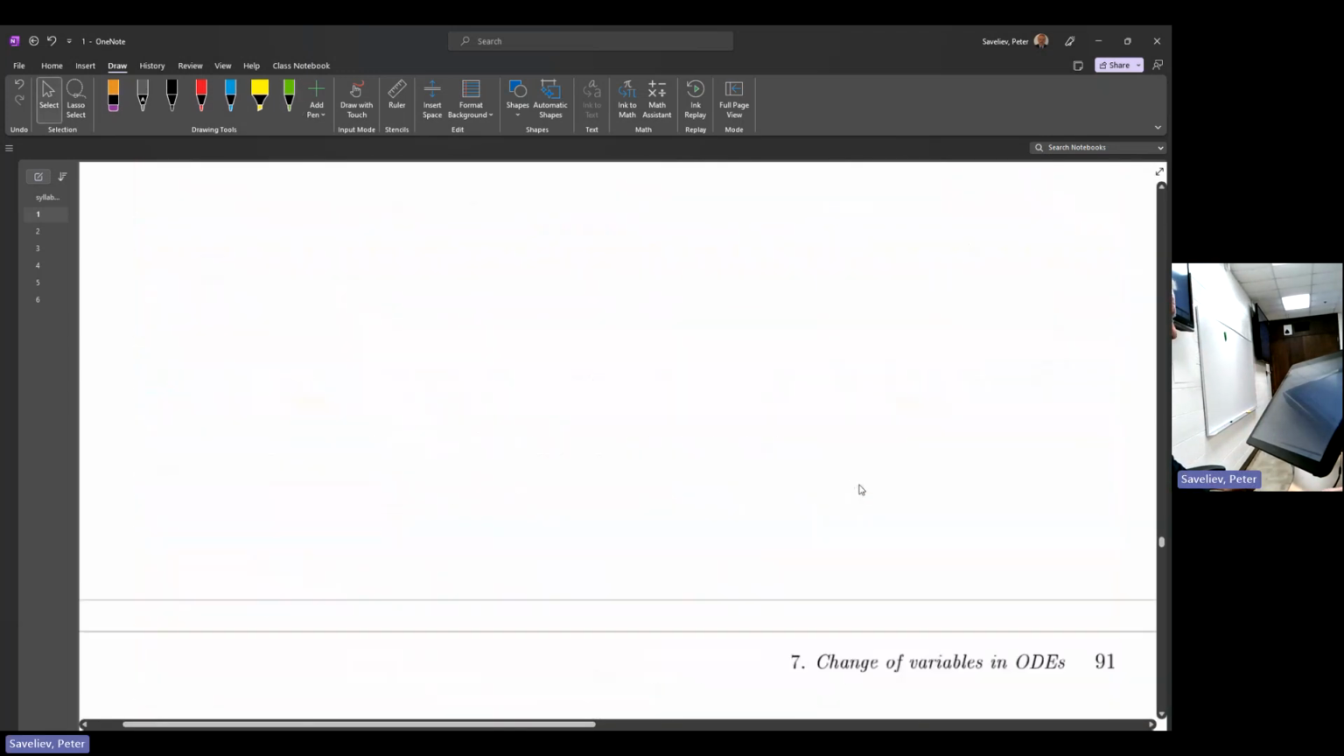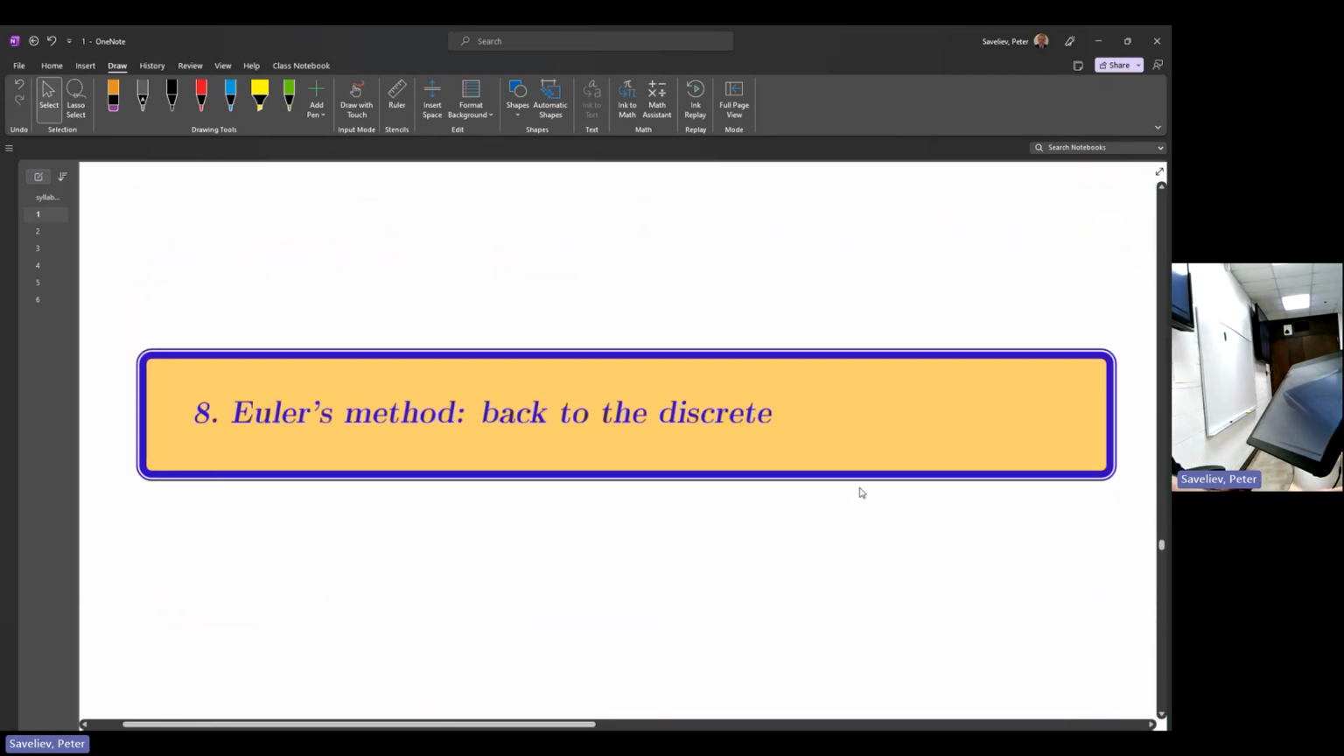Okay, so there are more examples. Try these exercises. So we're going back to discrete. So time is almost out.